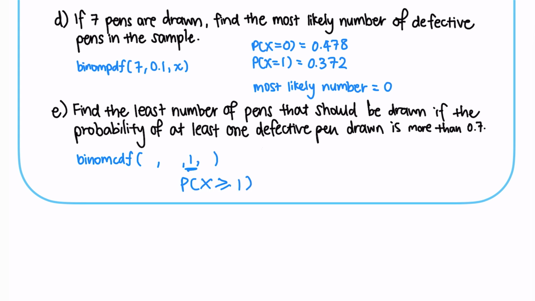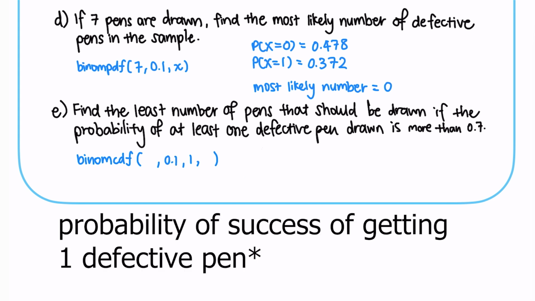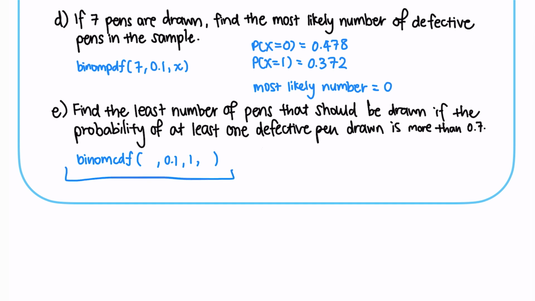I'll write 1 over here because I know that the lower bound for the number of defective pens that I want to draw is 1. The number of defective pens that I want to draw must always be more than or equal to 1. Well, we already know the probability is 0.1. And we want this probability that we're getting over here to be more than 0.7. So we write more than 0.7.